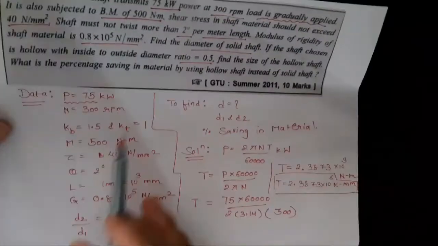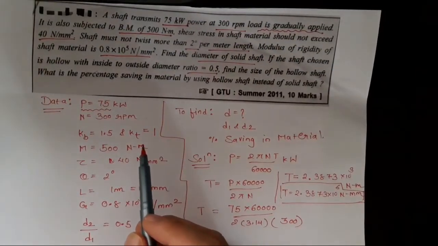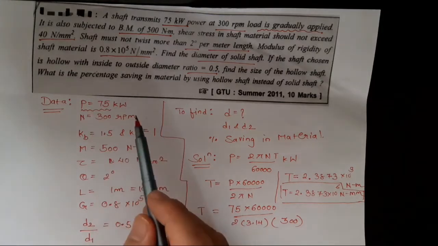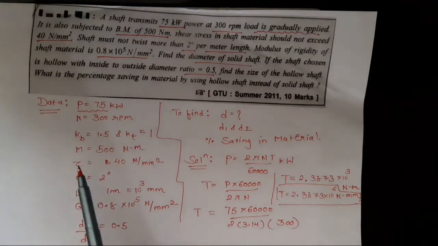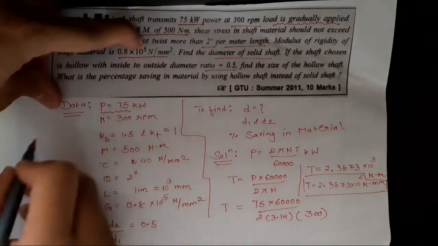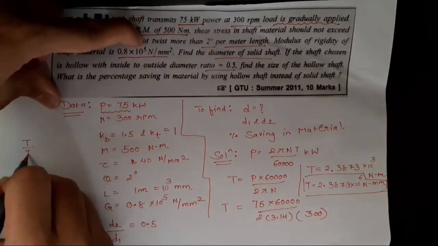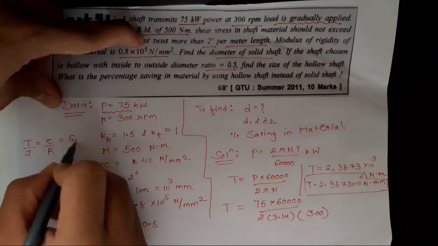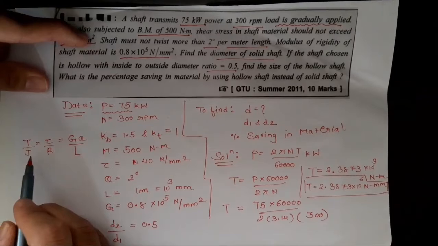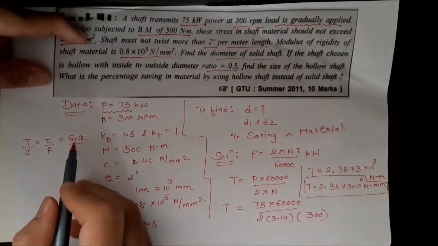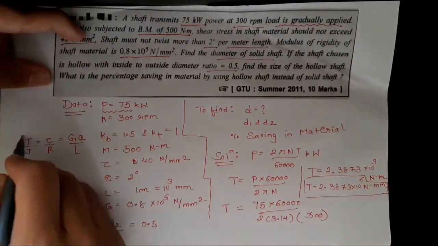Now from the given data, we can assume that the shaft is subjected to torsion, because power is given, n is given, tau is given, L is given, G is given, and theta is given. So we can use the equation of torsion, that is T by J equals tau by R equals G theta by L, because T is found, J we can find, tau is given, R we can find, G, theta and L are given.